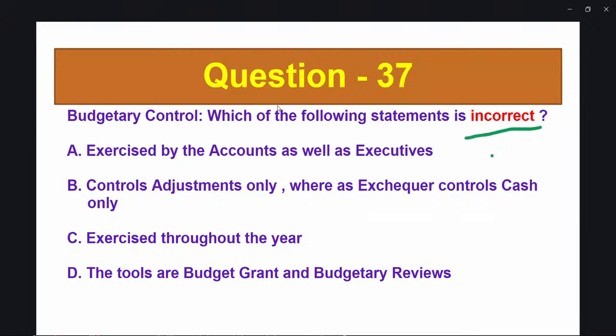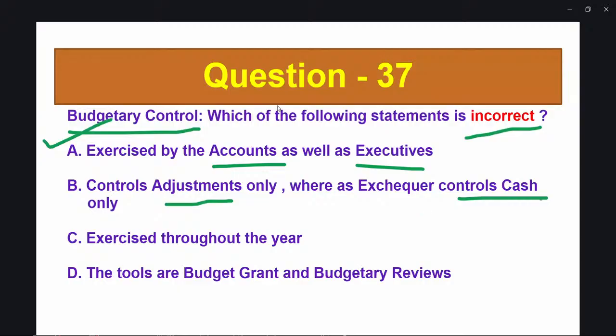Here also your job is finding the incorrect statement. Now we'll check one by one. Yes, budgetary control can be done by both accounts and executives. Yes, this is correct. Budgetary control means only adjustment, whereas exchequer control means only cash. This is incorrect. Why? Because budgetary control as a whole controls both cash and adjustments, whereas exchequer control is only cash. So this statement is incorrect.